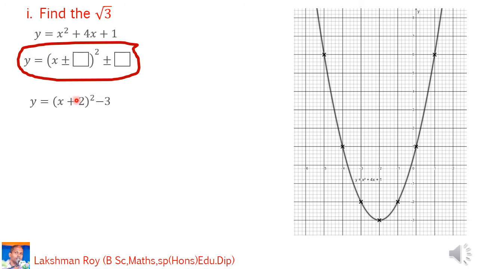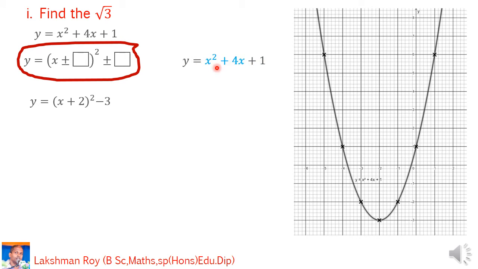Let's see. This is the case I want. This is the form I'm going to make. You can see here x plus 2 squared: x plus or minus a number, squared, then plus or minus a number. This is the form I want to make. Let's see how y equal x square plus 4x plus 1 converts into this form. This is the given quadratic function, y equal x square plus 4x plus 1.